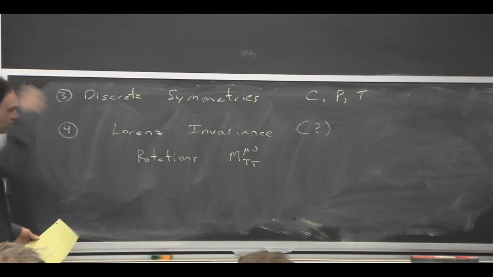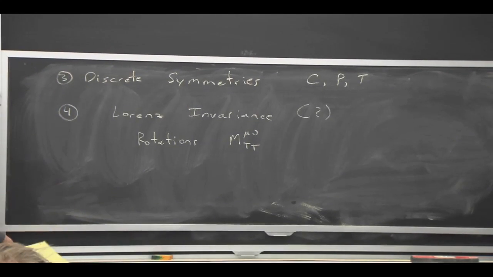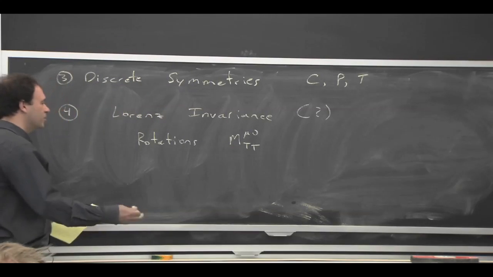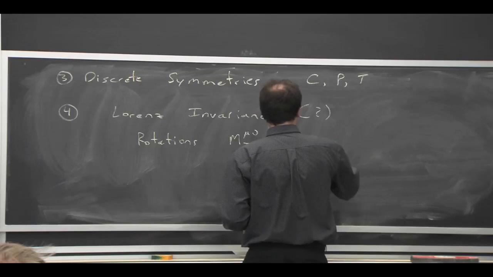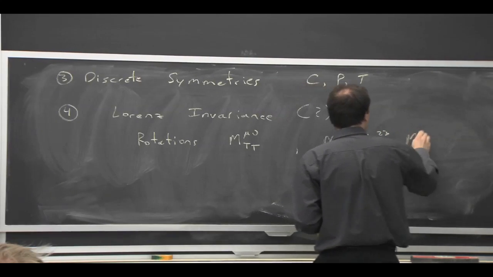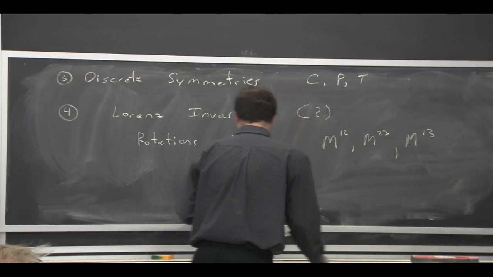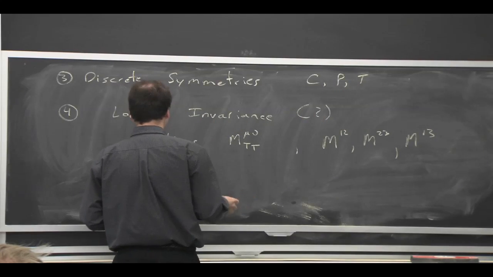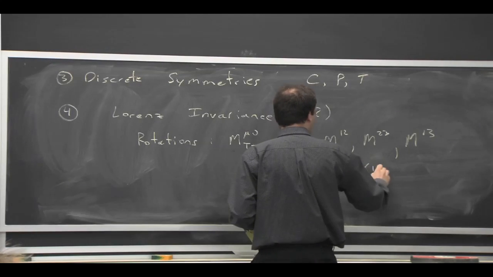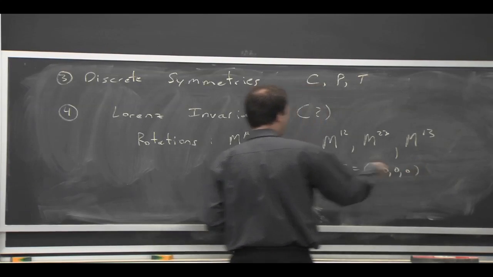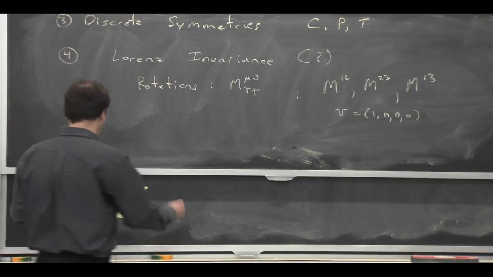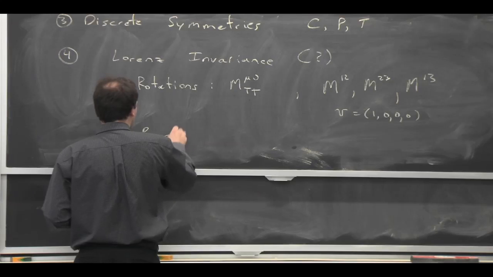So if you think about the 6 generators of the Lorentz group, the boosts and the rotations, there's a part that I could call the transverse part, which is transverse to the velocity. So in the rest frame, that would be M12, M23, and M13. And those are the rotations. So no matter what v you pick, there's always 3 generators that are rotations. And then there's the boosts.